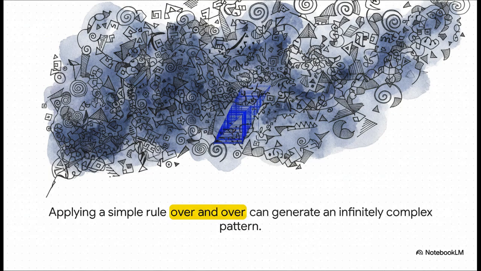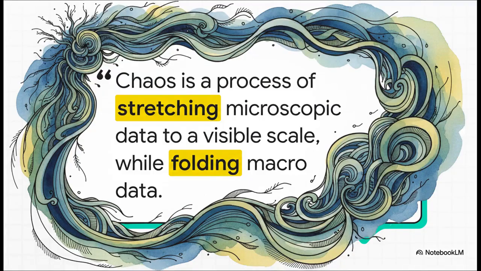This is a perfect example of what's called emergence, where this incredibly complex, system-wide behavior arises from individual little components just following a few very simple rules. It's where complexity is born from pure simplicity. And this right here is a brilliant illustration of the heart of chaos theory, which is often described as a process of stretching and folding.